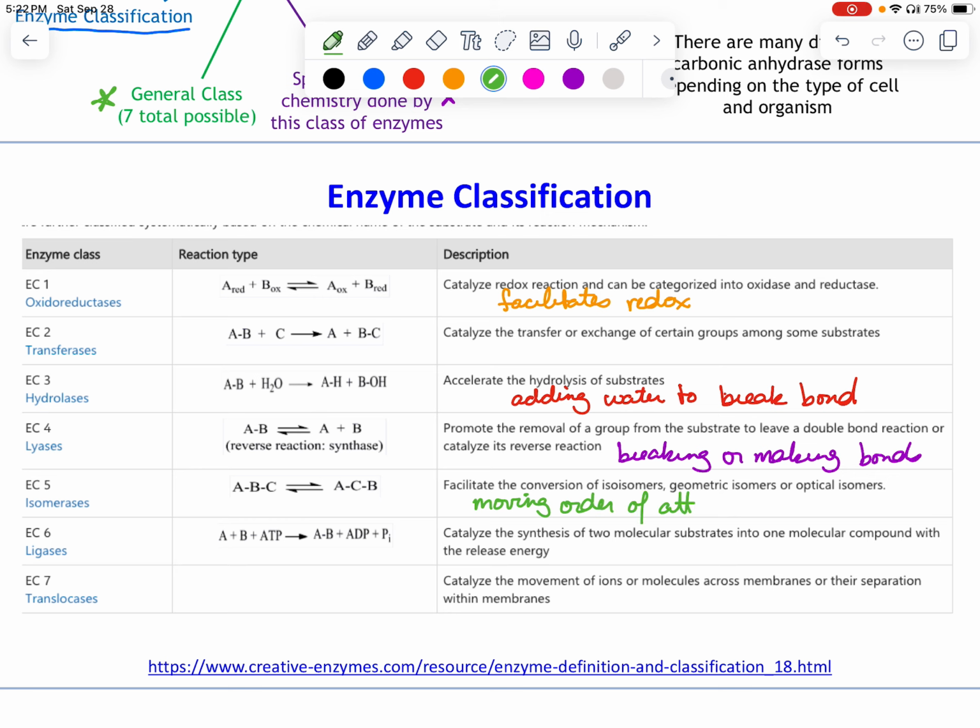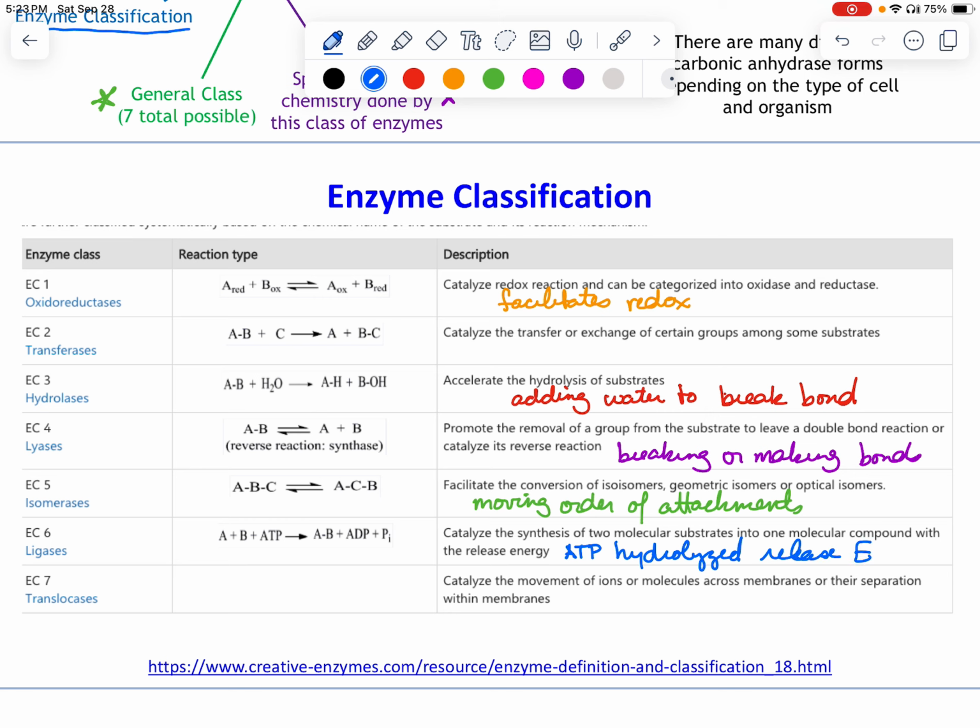So you could picture something like a chiral center, an optical isomer, where if we reversed a couple of those locations, now you have a different order of attachment. Ligases, we're generally going to have ATP hydrolyzed, and it's going to release energy.